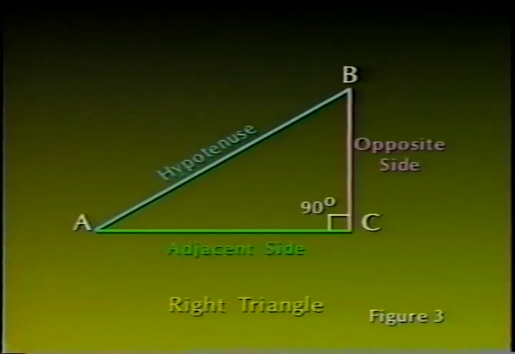The last type in the angular classification has 1 angle that is exactly 90 degrees. The other 2 angles of the right triangle will always be acute. As shown in figure 3 of this graphic, the side opposite the right angle is called the hypotenuse. The right triangle is the workhorse of survey measurement and calculation and will be discussed in greater detail later in this video unit.